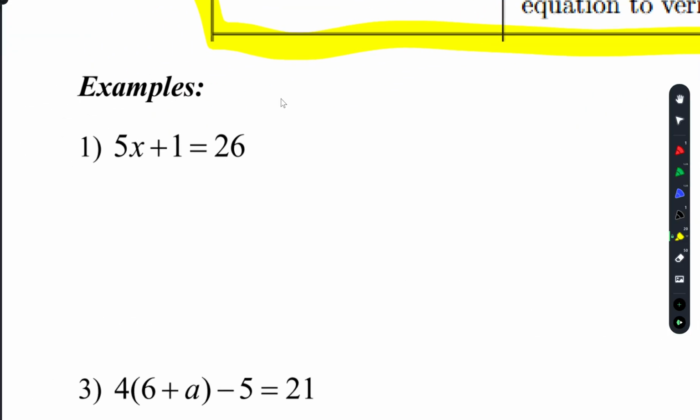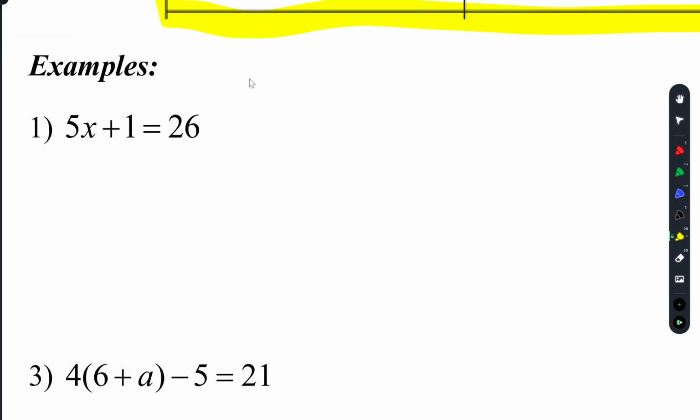Okay, so again, we're starting pretty basic here, but you're going to look at both sides and make sure you can't combine like terms at all. Okay, so like 5x and 1, you can't combine. Now what you're going to do is you're going to move things around. So you need to move all your x's on one side, your numbers on the other side.